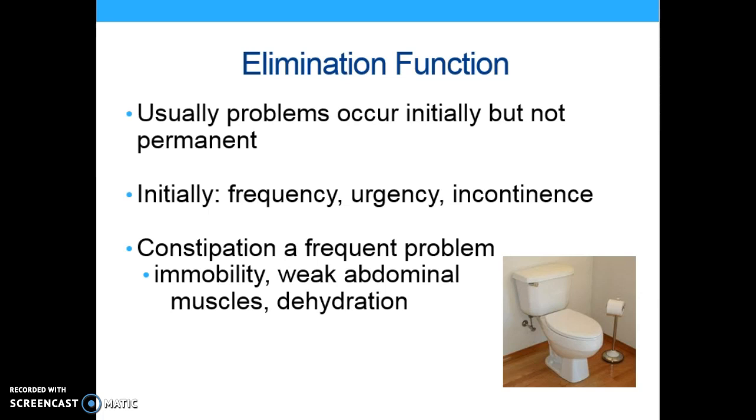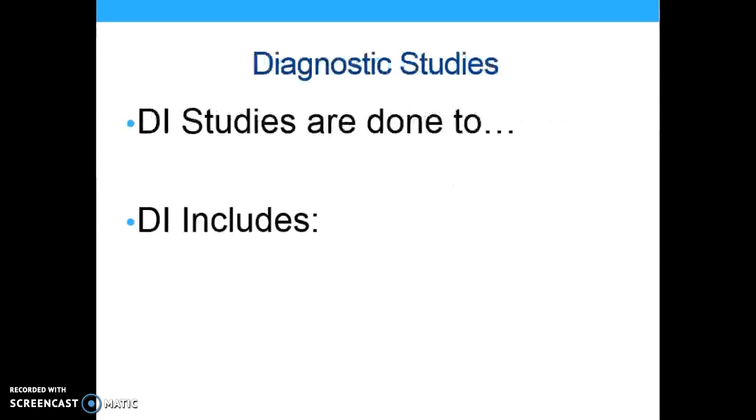There can be problems with elimination function. Usually these occur quite commonly initially, but over time they can get better. They're not necessarily always permanent. Usually in the beginning they have almost UTI type symptoms, frequency, urgency, incontinence that may be intermittent or ongoing. Constipation can be a frequent problem because they might be more immobile than they are used to. Their abdominal muscles will become weak and they can be slightly dehydrated.